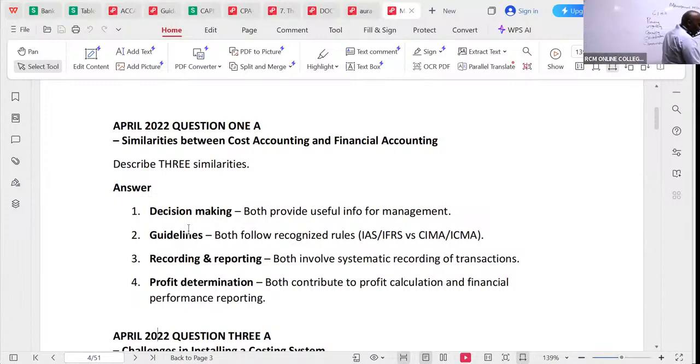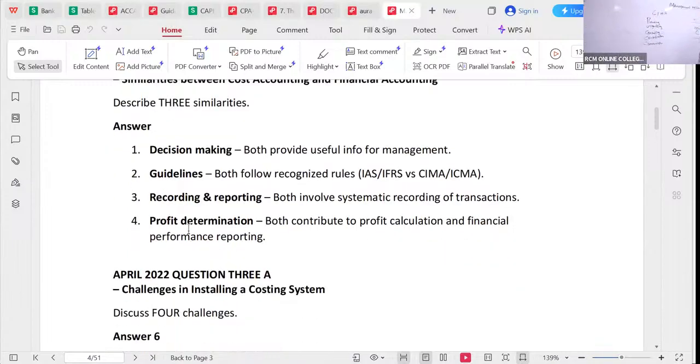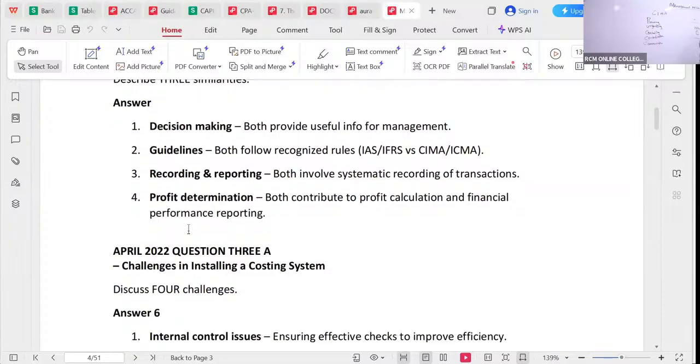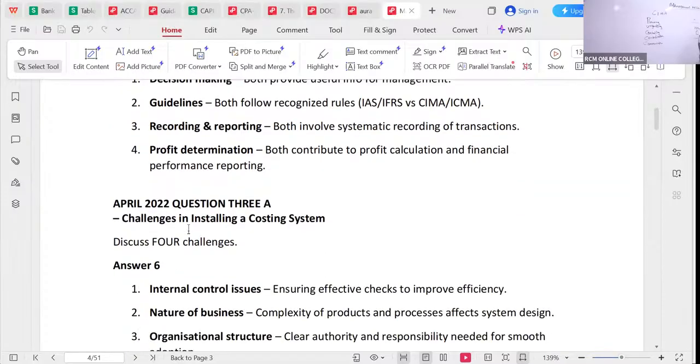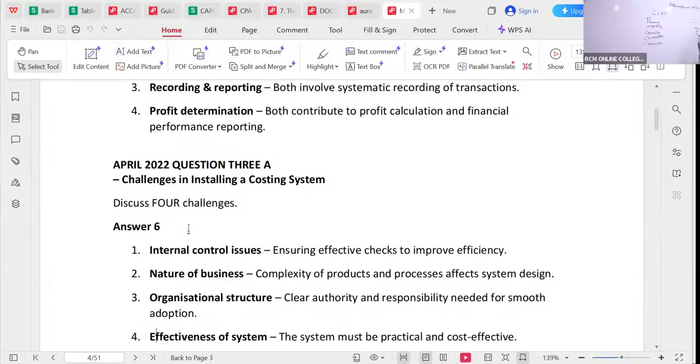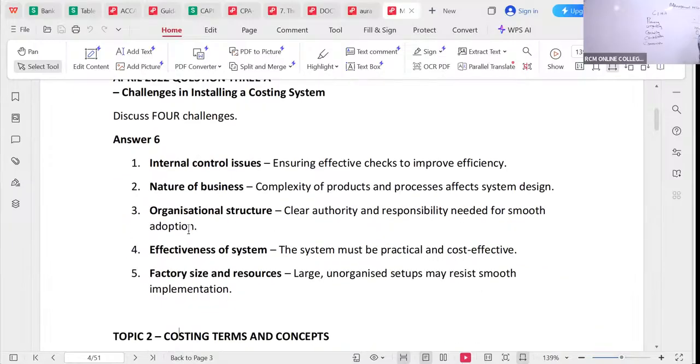Similarities. All right. April 2022, question number 3A. Challenges in installing a cost accounting system. Are you able to give me those challenges? Try to give me the ones that are not there. Challenges. When you want to install any accounting system, could be costing. Challenges. I know one of them.